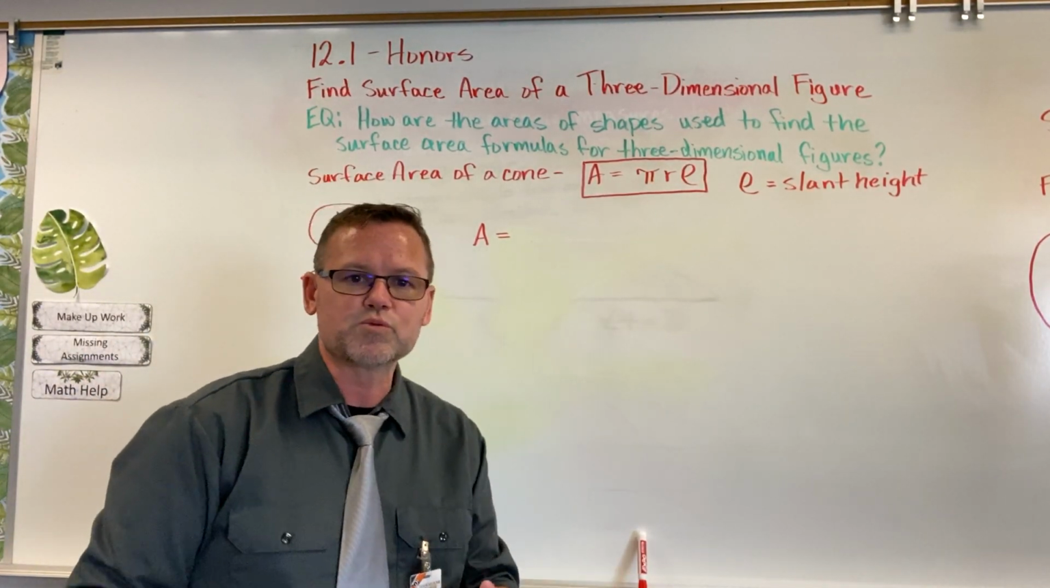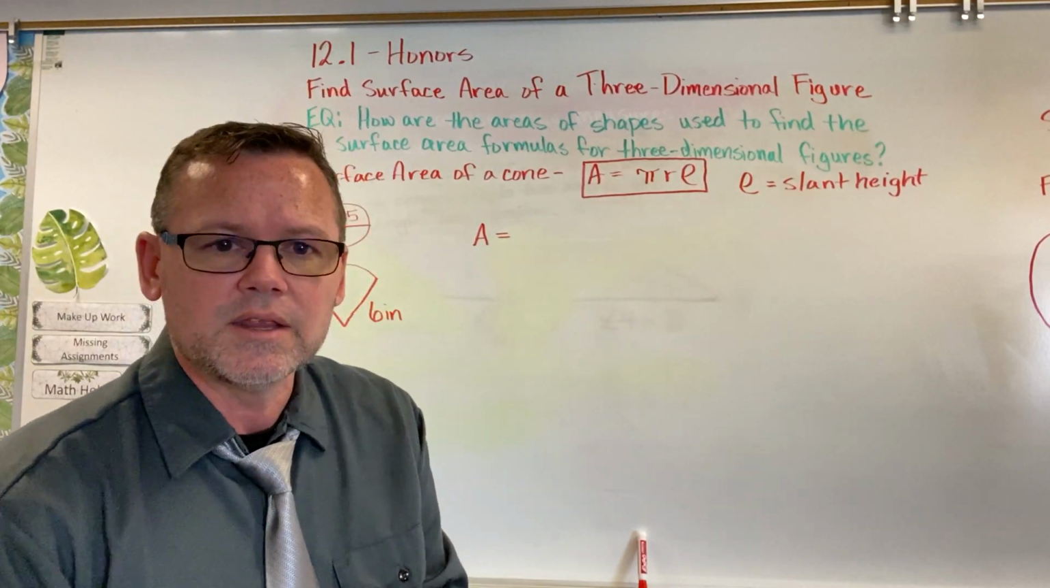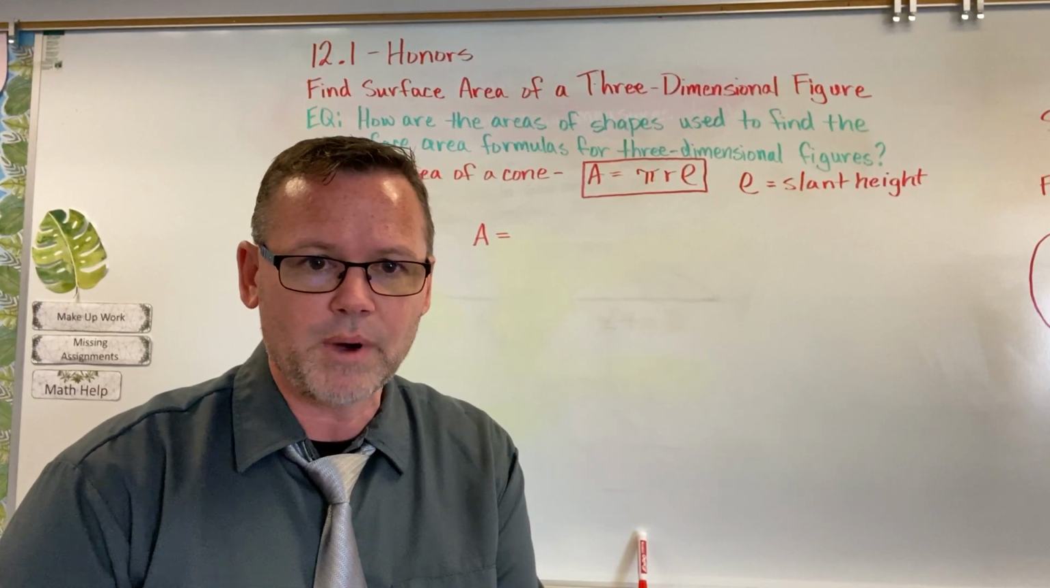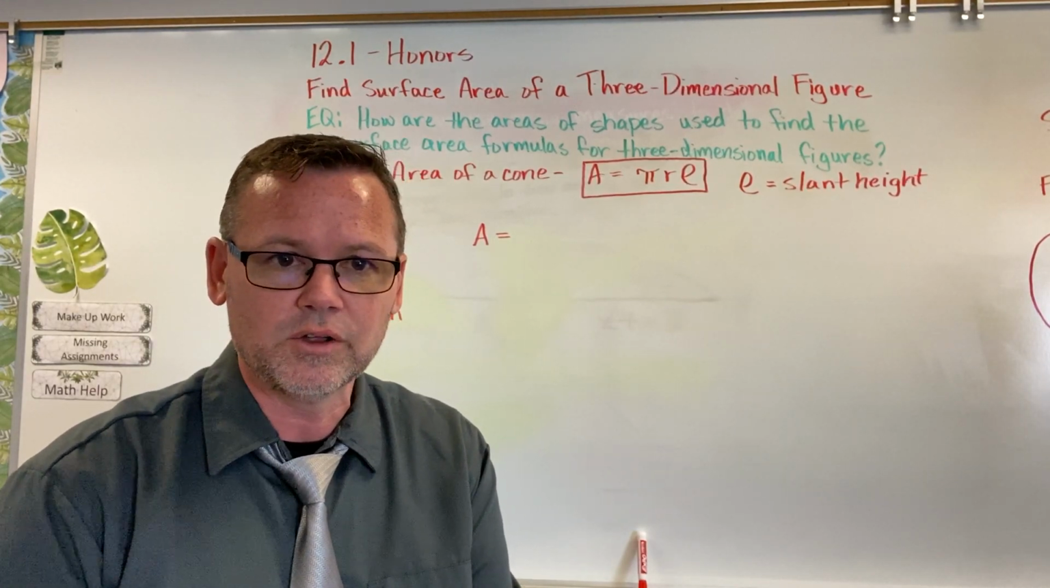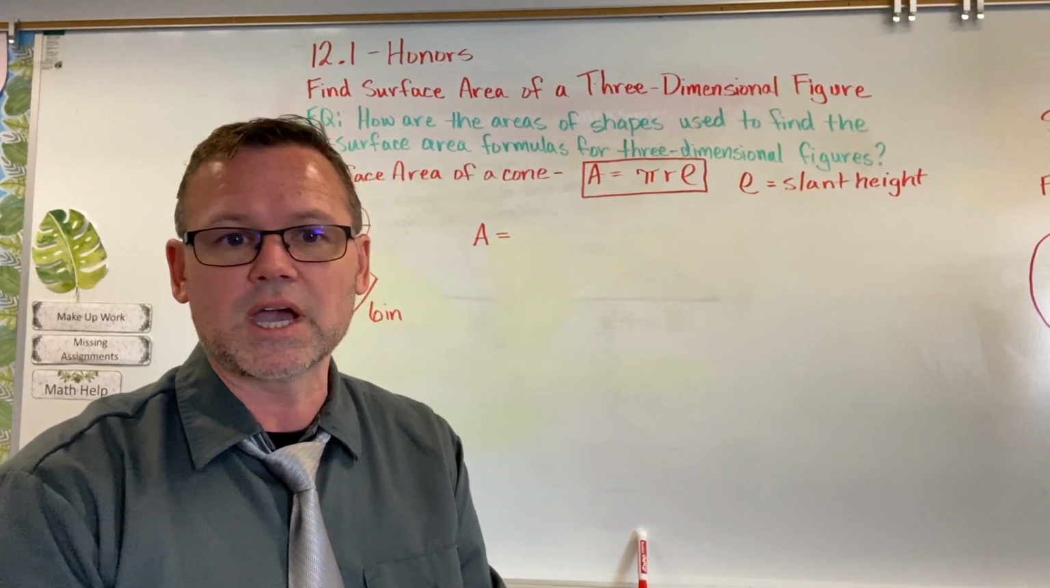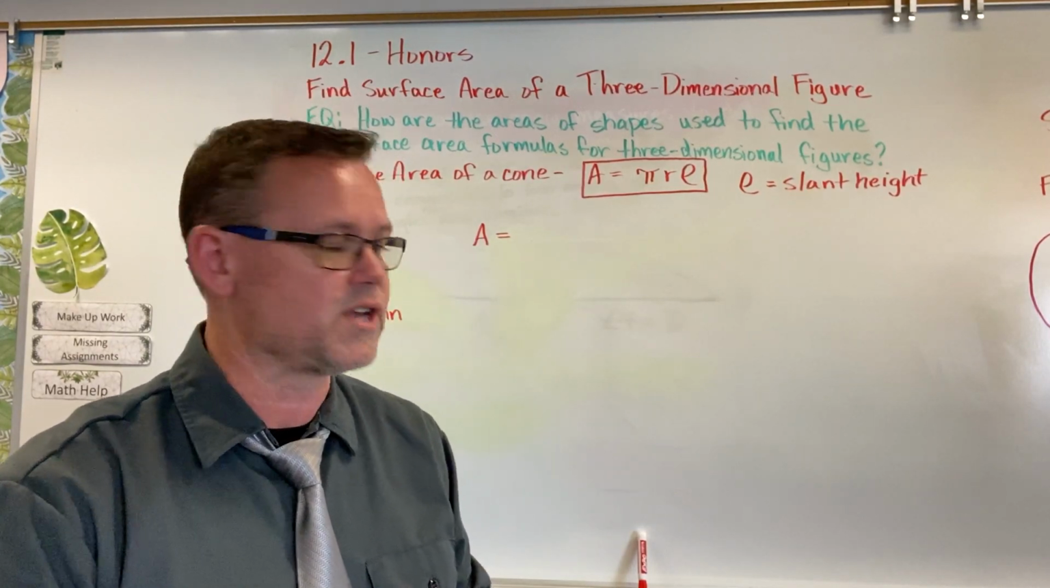Now with these problems, we're keeping pi as pi. That means we're not going to multiply it by 3.14. We're not going to multiply it by 22/7, the fractional part of pi. But instead, we leave pi as a symbol pi. That's actually the most accurate way to do this answer.